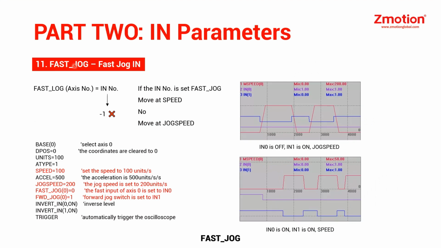Fast jogging. Used to switch the jog speed. If there is fast jogging IN input, the speed is SPEED. Otherwise, the speed is the jog speed. And please note it must be used with the former two. Here, speed is 100, jogging speed is 200. When it has the IN 0 signal, then give a signal for IN 1, it moves at the jogging speed of 200. When it is without IN 0, but only with IN 1, it moves at the speed of 100.